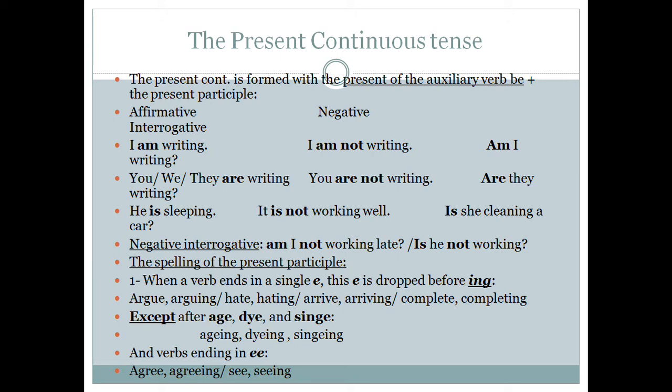Continuous tenses require using the auxiliary verb be and adding ing to the main verb. So the present continuous is formed with the present of the auxiliary verb be plus the present participle, the verb plus ing.